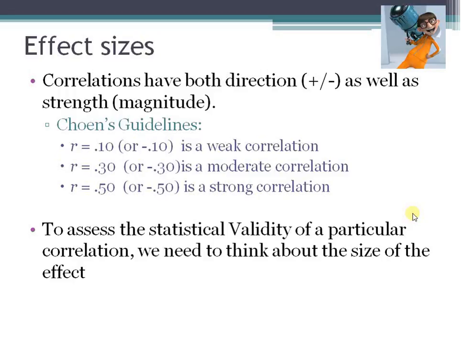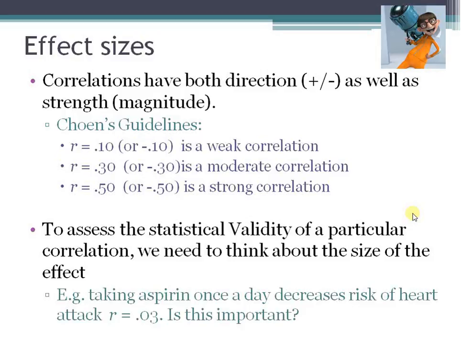When we want to talk about statistical validity, we need to think about the size of the effect, right? So when we're evaluating research papers, when we're reading our articles for the final project, we want to think about the size of the effect. So if taking aspirin once a day decreases the risk of a heart attack and the correlation is 0.03, we could ask, is this important?